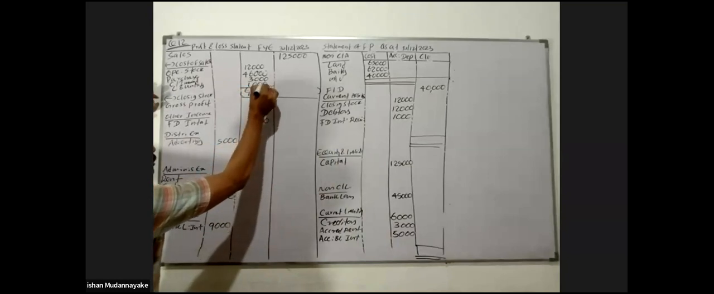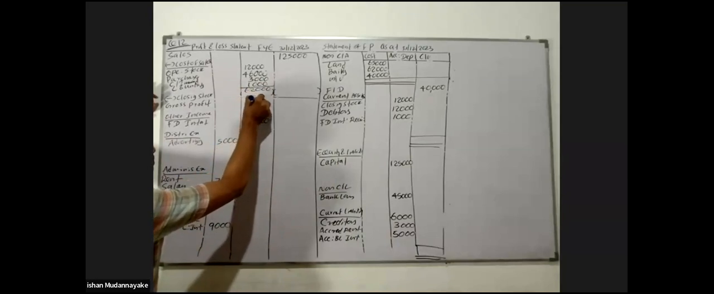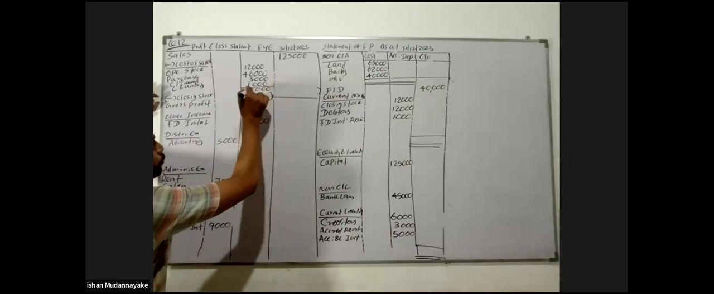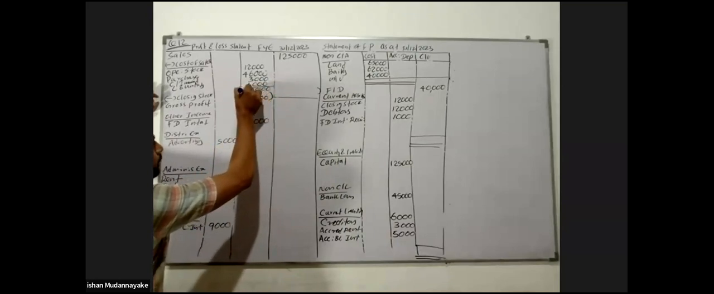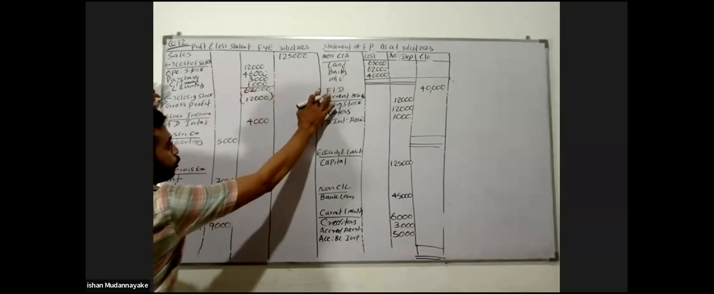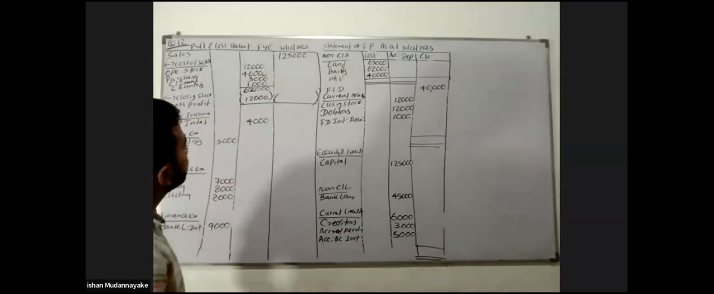62,000. My space is not enough. Here it is 62,000 now. From the 62,000, you need to deduct closing stock. Then how much is the cost of sales?